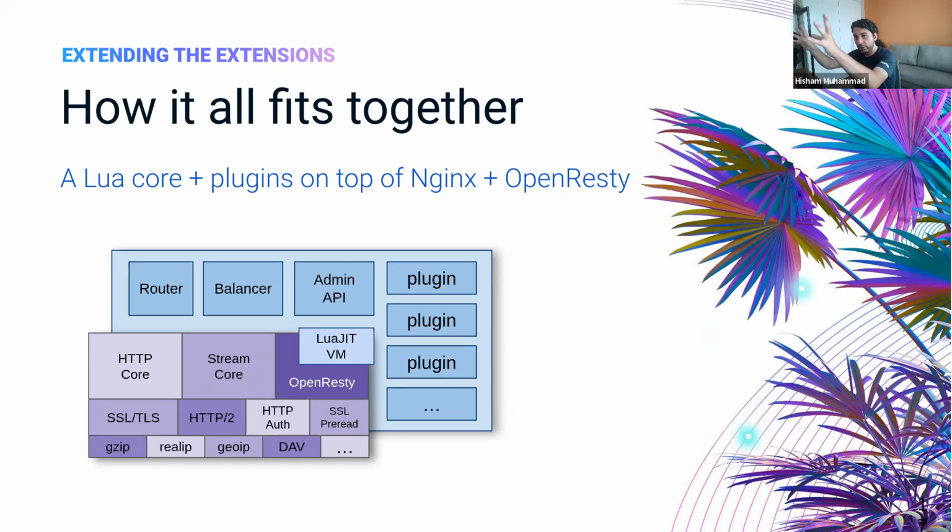If I blow up the view of what's running inside that LuaJIT VM, painting everything Lua in blue here in the diagram, we can see that we have a Lua core, which are bits and pieces that make up the gateway, such as the router, the balancer, the admin API, and a bunch of plugins. Many of them come bundled, but you can also load custom plugins of your own. Essentially, this is how all of the Lua parts of the gateway are constructed.